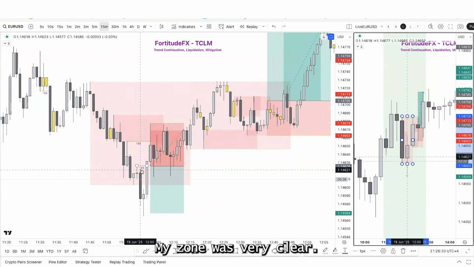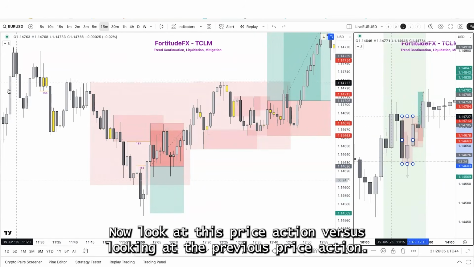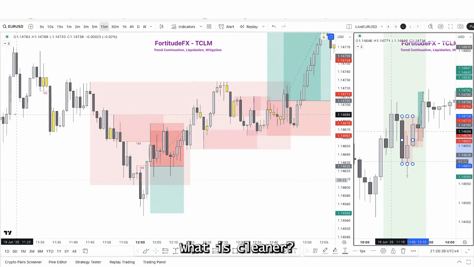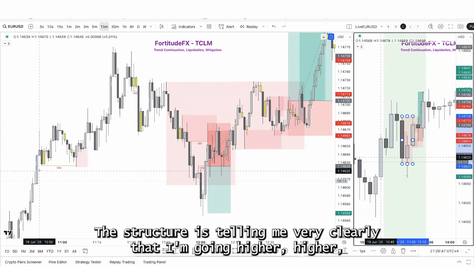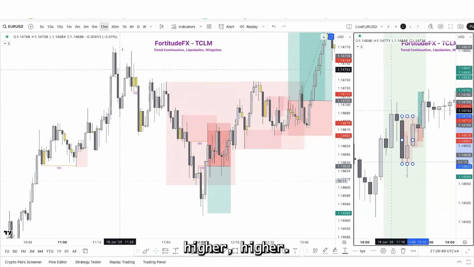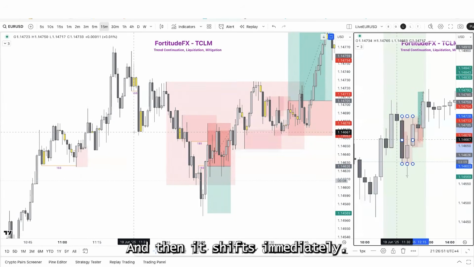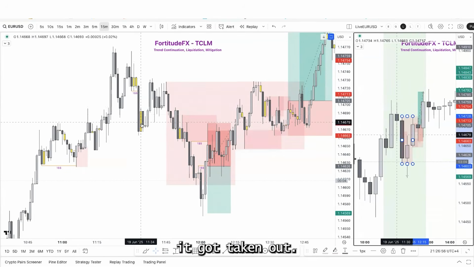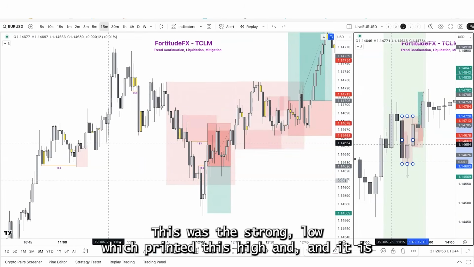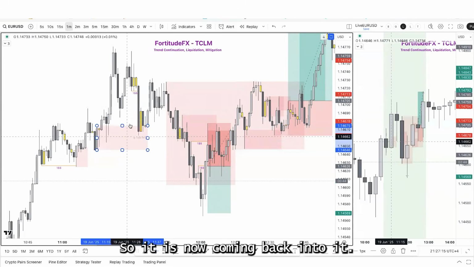My zone was very clear. Now look at this price action versus looking at the previous price action. What is cleaner? What is structure telling me? The structure is telling me very clearly that I'm going higher, higher, higher, higher, and then it shifts immediately. So this obviously was weak because it could not print a higher high. It got taken out.